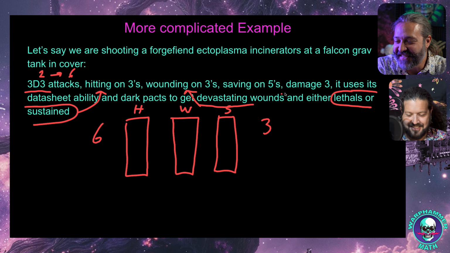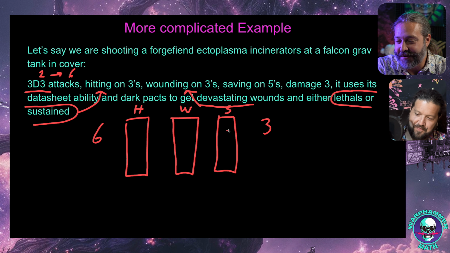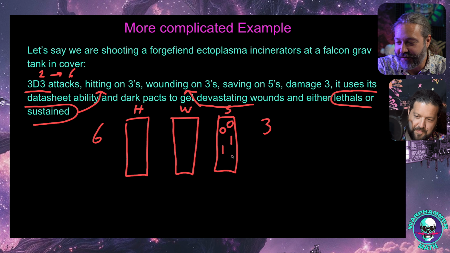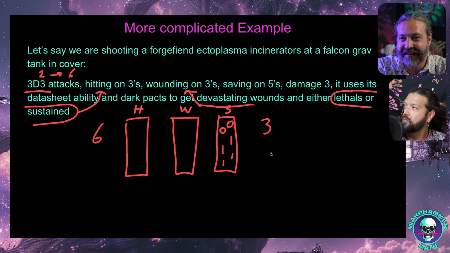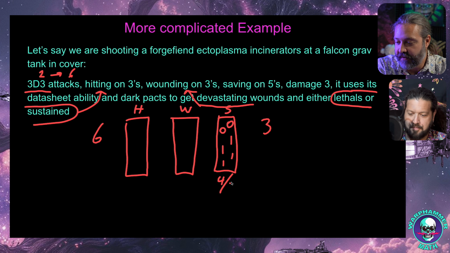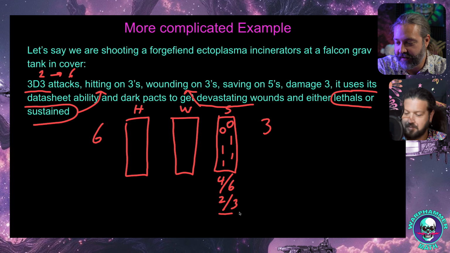Excellent. All right, so we're saving on 5s. They're saving on 5s, which means 5 and a 6 gets us nothing. 1, 2, 3, and 4 is equivalent to 1. So that's going to be 4/6. 4/6 get through the save roll, or if you prefer, that's 2/3.